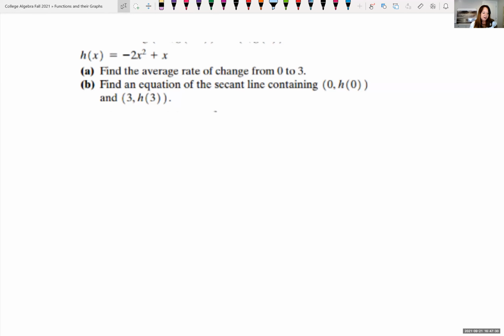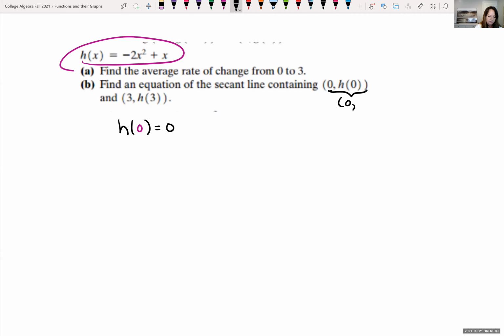Okay, so we have h of x in front of us, which is equal to negative 2 times x squared plus x. We want to find the average rate of change from 0 to 3. And we want to find the equation of the secant line, 0 h of 0 and 3 h of 3. Well, we got to find their points. And so we want to look at what is h of 0. So going in and plugging in 0 wherever I see an x, notice that I'm going to get back 0 because I get negative 2 times 0 squared is 0 plus 0 is 0. So I have a point here. This is really 0, 0.